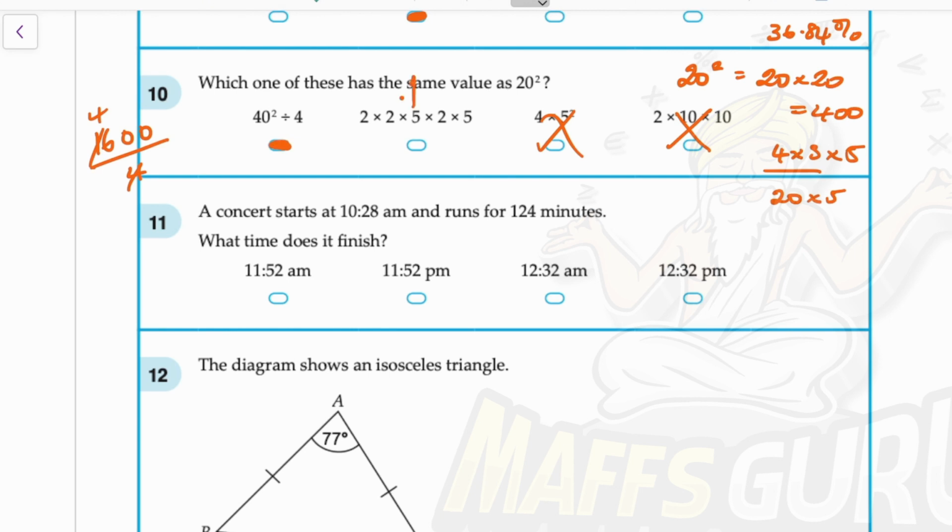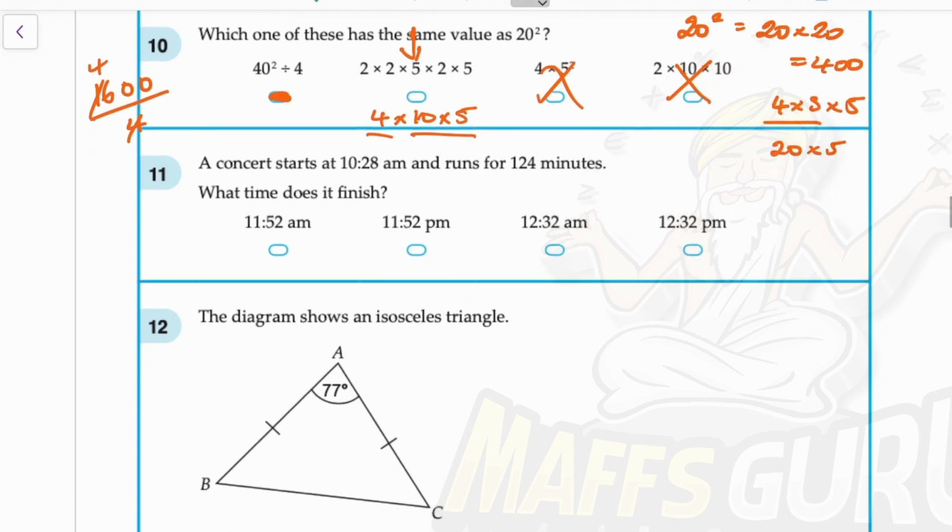We could also have checked this one here, because we know that 2 times 2 is 4, 5 times 2 is 10, times by 5, 10 times 5 is 50, 4 times 50 is 200. That is not my right answer. So there we go. So again, lots of ways of doing it.